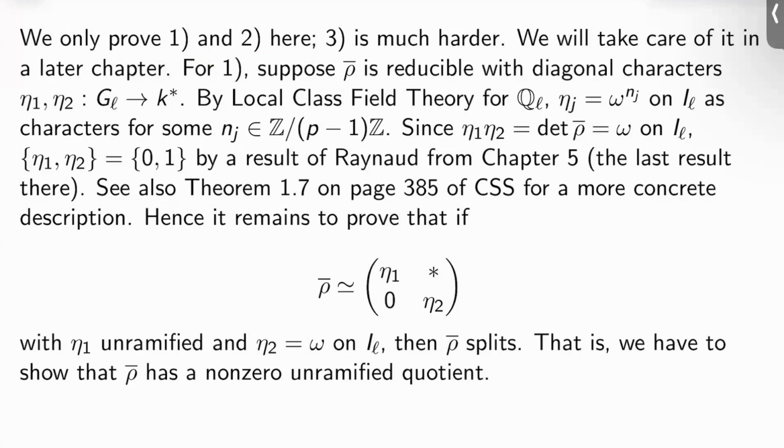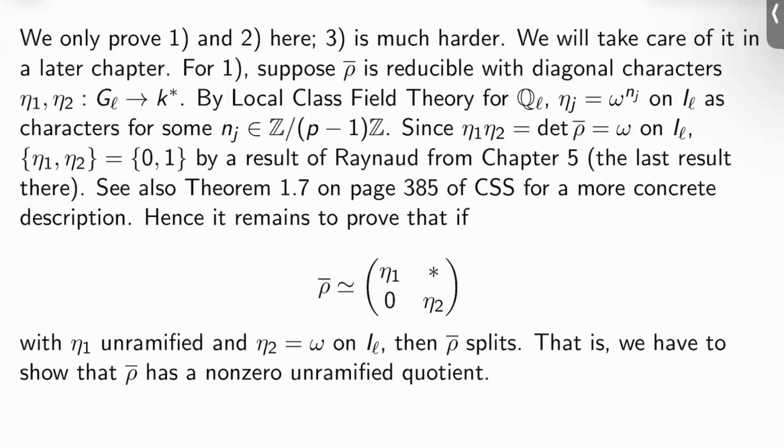Okay, so for 1, rho bar is reducible. Well, let's suppose rho bar is reducible with diagonal characters, let's say eta 1, eta 2 from GL to K star. By local class field theory on QL, we know that eta j is omega to the nj on IL, as characters for some integers, well, I guess for some classes of integers nj in Z mod p minus 1 Z. So this is just class field theory for QL.